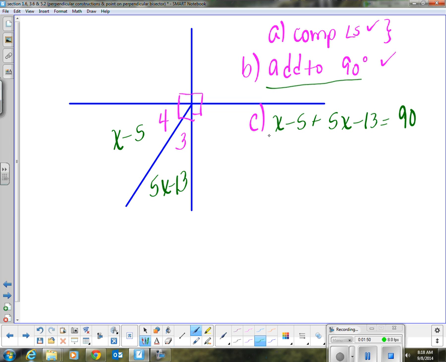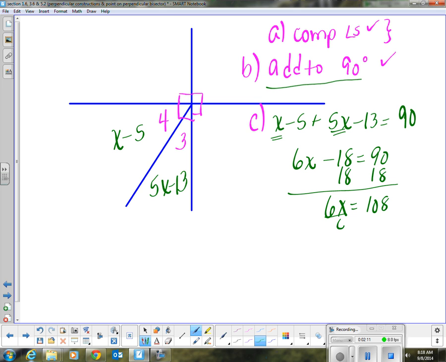All right, so we've got x, we've got 5x. They're on the same side of the equal sign, so we combine those. We've got negative 5, we've got negative 13, so we're going to have negative 18. So now you're going to add 18 to both sides. This is where I missed it. I subtracted 18. 6x is equal to 108. Now you're going to divide by 6, and you're going to get x to be 18.